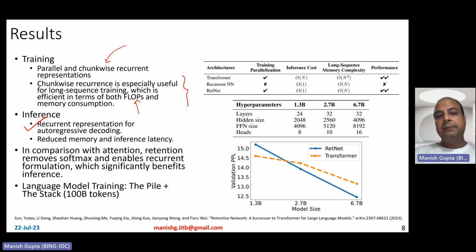In this paper, the authors actually trained three different sizes of retention networks: 1.3 billion, 2.7 billion, and 6.7 billion, with 24 layers and 32 layers respectively. Hidden layer sizes as follows: 2048, 2560, and so on. Notice that the FFN size is just twice the hidden layer size, compared to standard transformers where it is 4 times, right? 8 heads, 10 heads, 16 heads in the 3 different sizes.